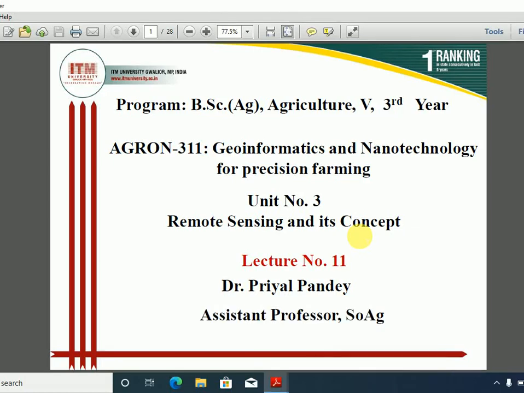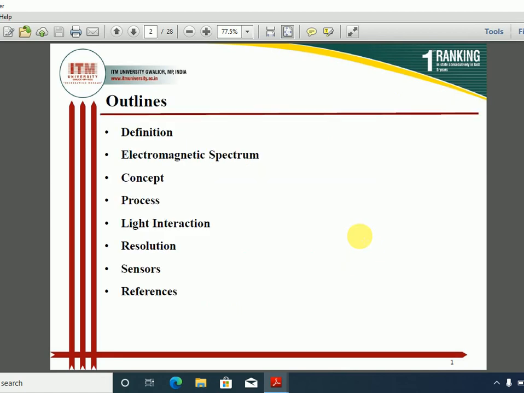Dear students, this is your lecture number 11 and unit number 3. Today we will start unit 3, and unit 3 basically deals with remote sensing, the concept of remote sensing, what type of images are formed in the remote sensing technique, how to process that particular image, and what is GPS. That is all about your unit 3, and this is the first lecture for unit 3, the basic concept of remote sensing.